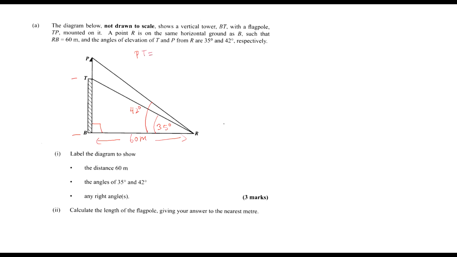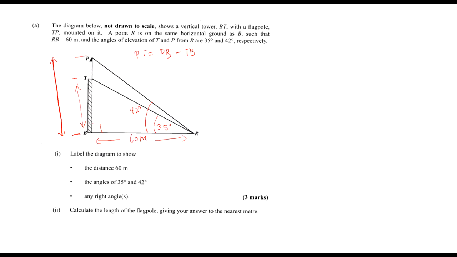Right. Now just by looking at this here, to get PT, we just need to find PB, which is from here to here, right? So this is PB here, this distance here, and this is TB, so minus TB. So that is how we're going to find the length of the flagpole PT.